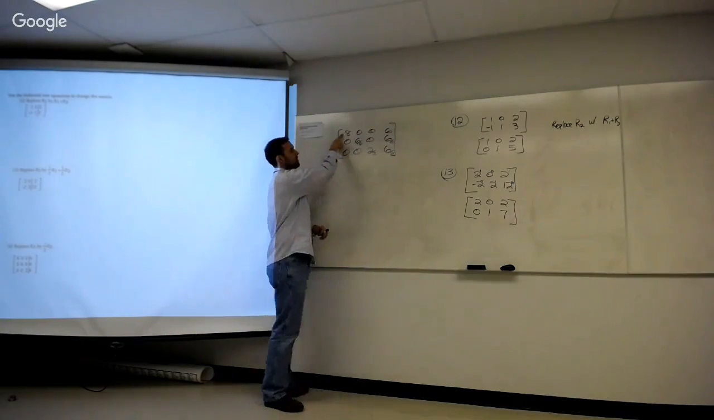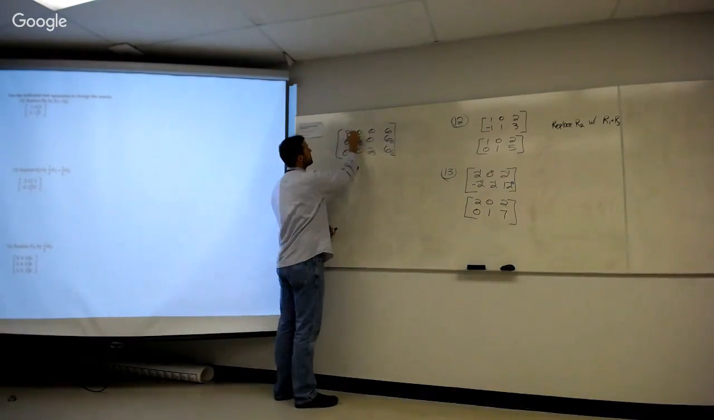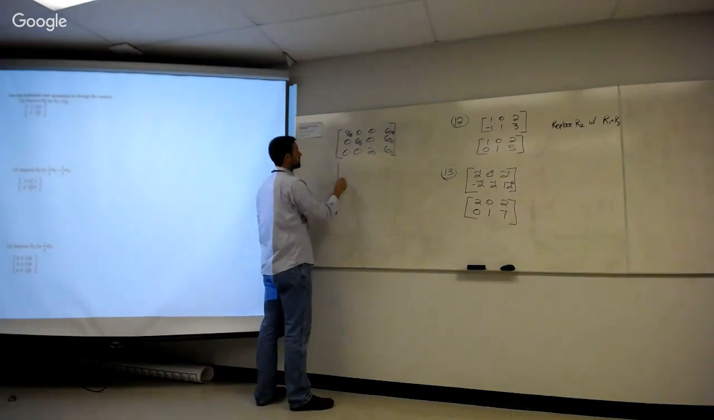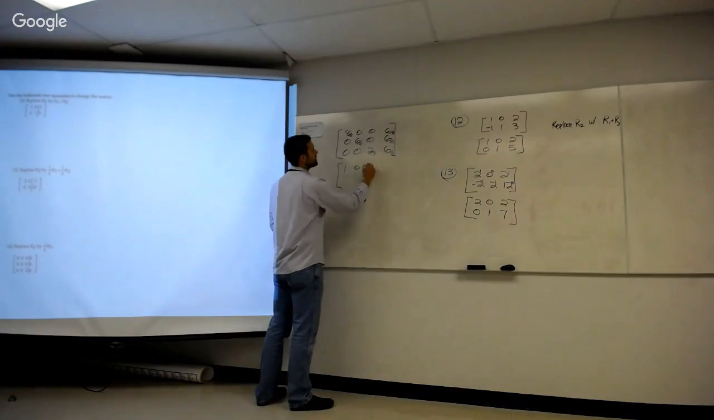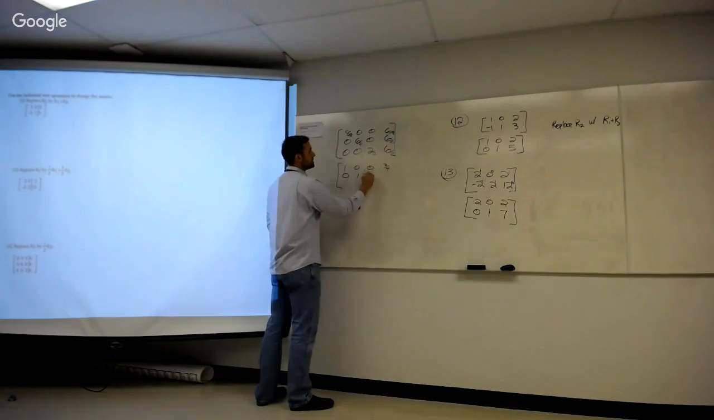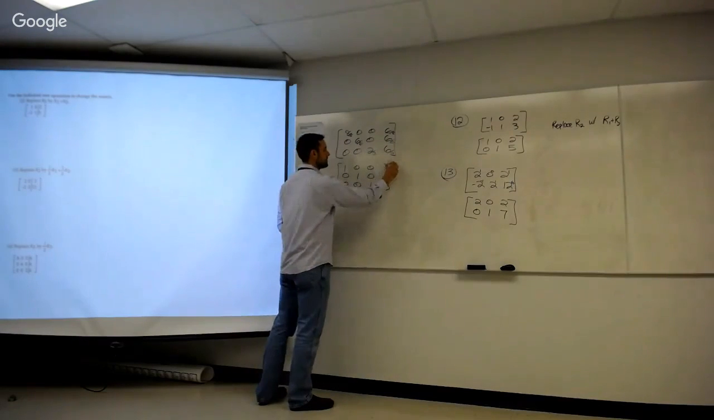And what would you do with row 1? Replace row 1 by 1/8 of row 1. So you divide those by 8. So what would your final matrix look like? 1, 0, 0, 3/4, 0, 1, 0, 1, and 0, 0, 1, 3.